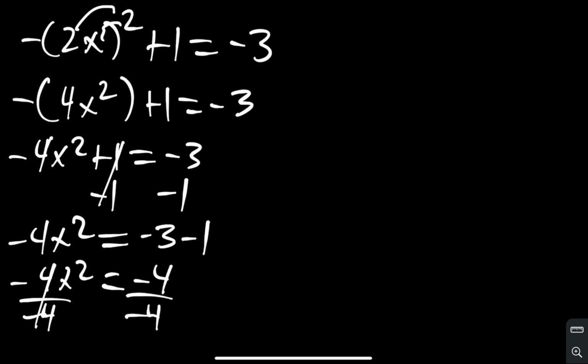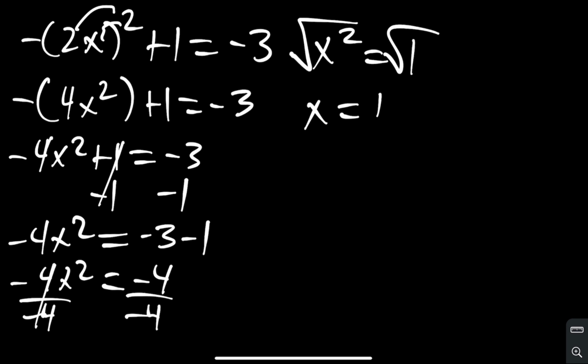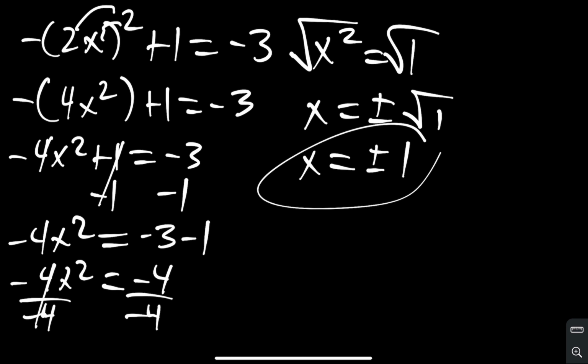So then negative 4 divided by negative 4 is going to give you 1, so it's just going to be x squared equals, and then negative 4 divided by negative 4 is going to give you 1. So then what we need to do is we need x. We don't need to know what x squared equals. We need to know what x equals. So in order to do that, we have to use a square root. So we're going to square root both sides. So it's going to be x is equal to plus or minus square root of 1, which the square root of 1 is 1. So it's going to be plus or minus 1. So that's going to be your answer.